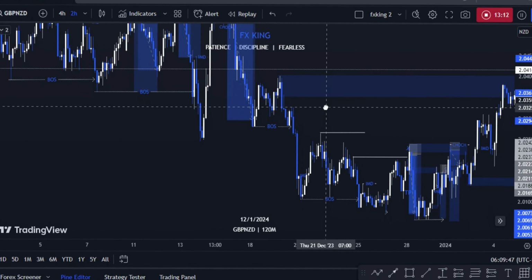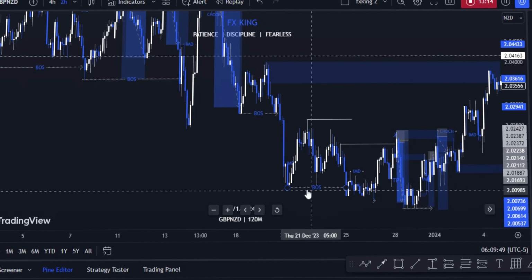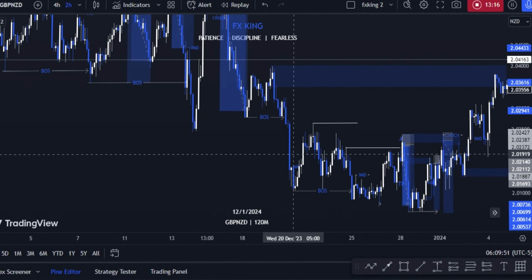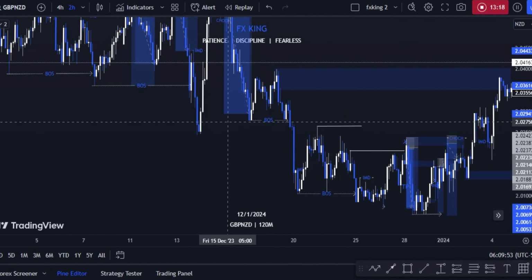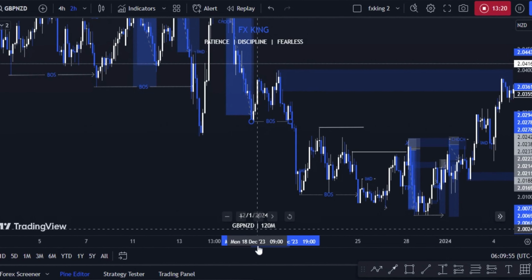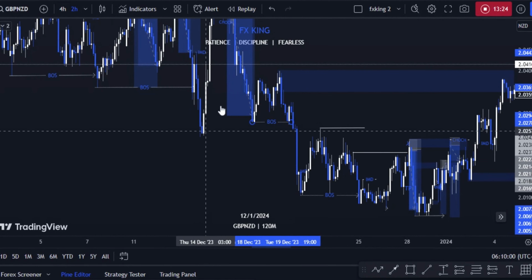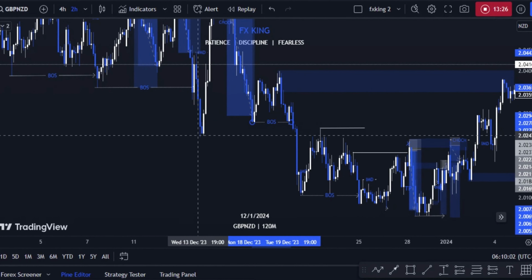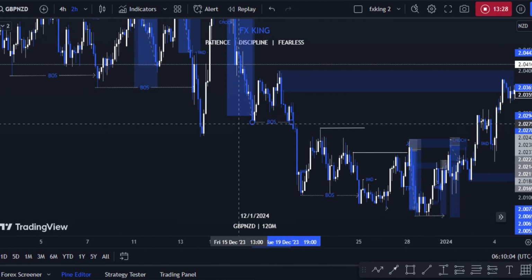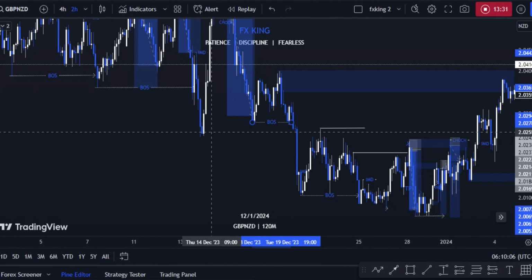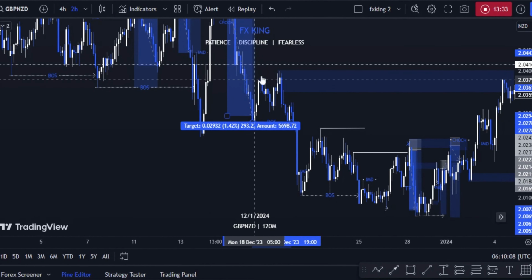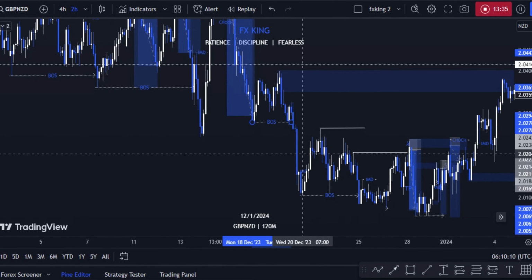Now, fast forward to here. What we have here is not a valid break of structure, right? This is not a valid break of structure. Why? Because price is still inside this. If the break of structure is to occur, it should be here after taking out the inducement.